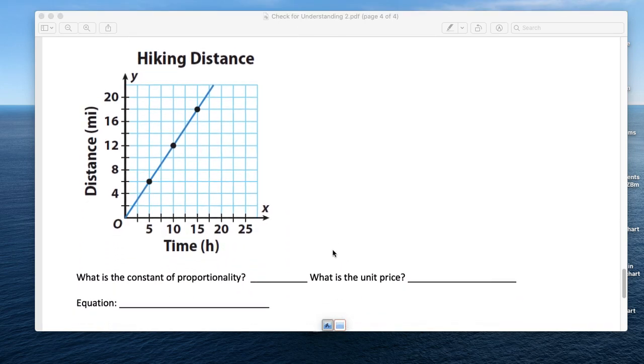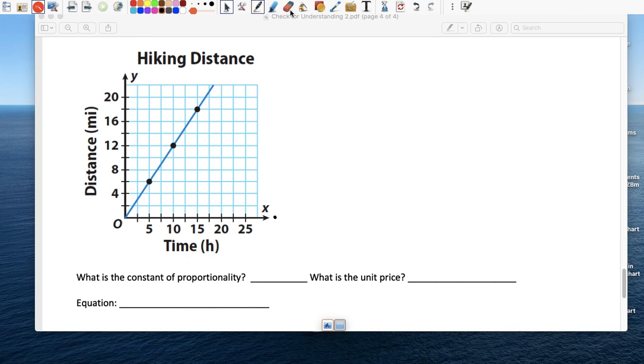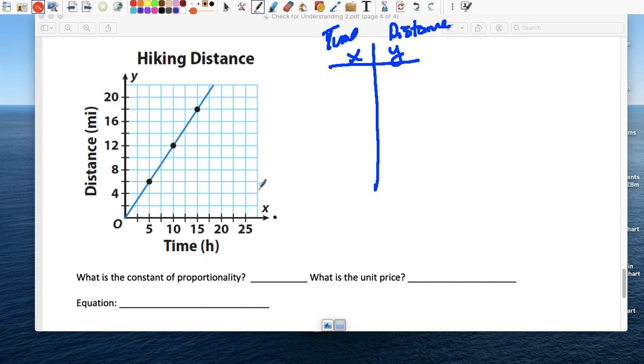What's a constant of proportionality? All right, so again, maybe tables help. Time is my x. How do I know that? Because it's on the x-axis, and this is the distance. So the distance that you travel depends on your time. Makes sense.